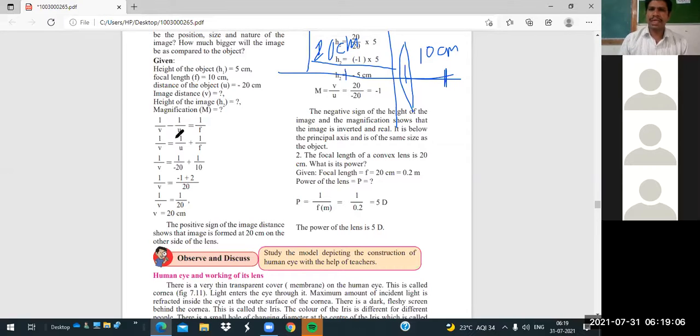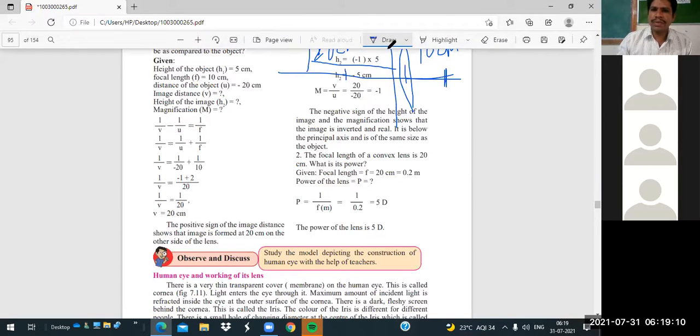Then we know the value of u, the distance of the object from the lens, that is minus 20 centimeter. We can write 1 upon minus 20 plus, what is the principal focus? The focal length is given from the optical center to this, it is plus 10 centimeter. So we'll get 1 upon minus 20 plus 1 upon 10. Then here the denominators are not the same. We have to make them the same.